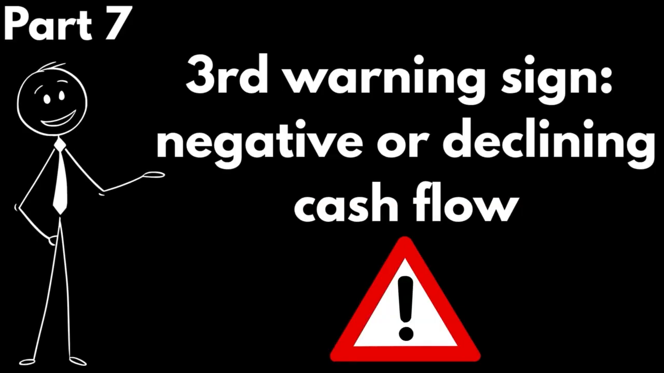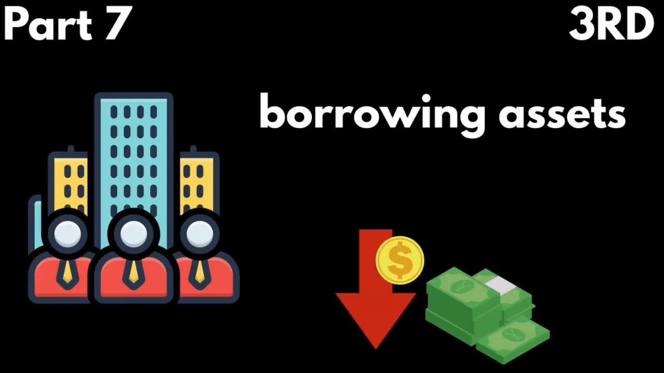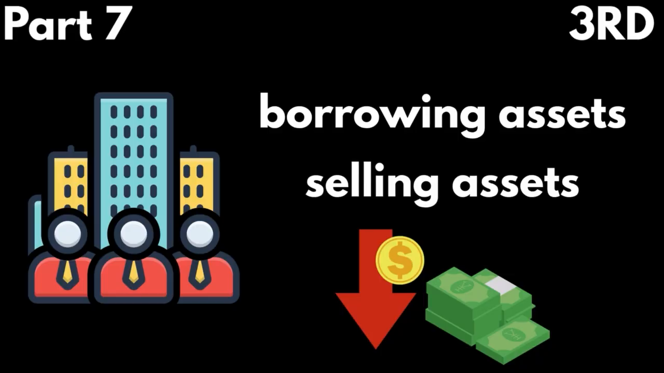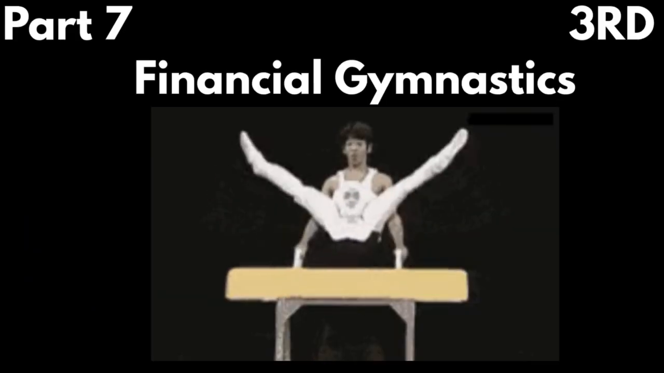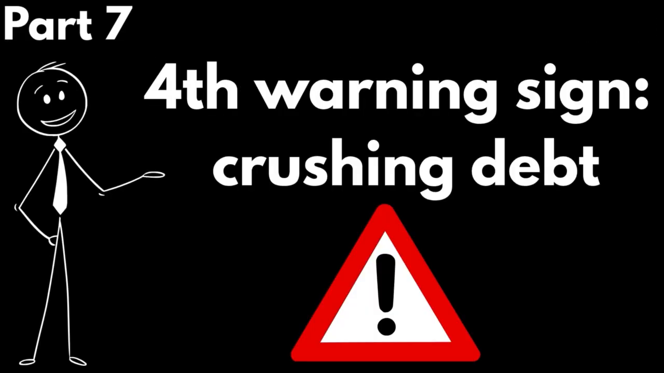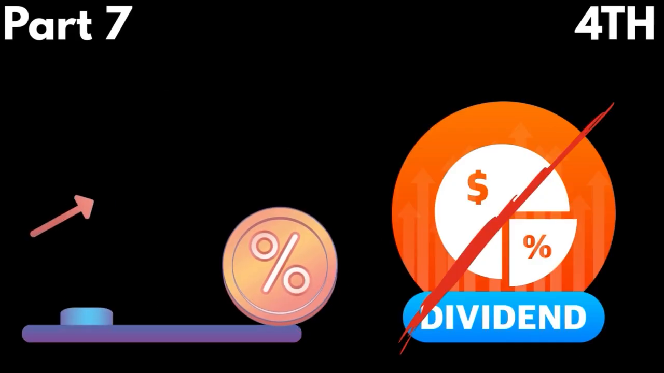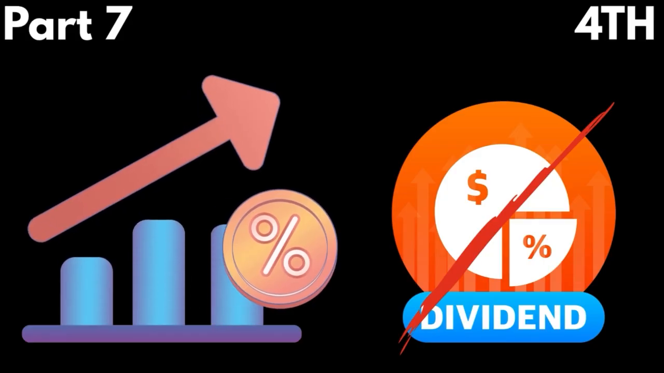Third, negative or declining cash flow. If the business is not generating free cash, they are either borrowing or selling assets to keep paying dividends. That is financial gymnastics, and it will not last. Fourth, crushing debt. A high debt-to-equity ratio puts pressure on every dollar, and when interest payments rise, dividends are often the first to get slashed.